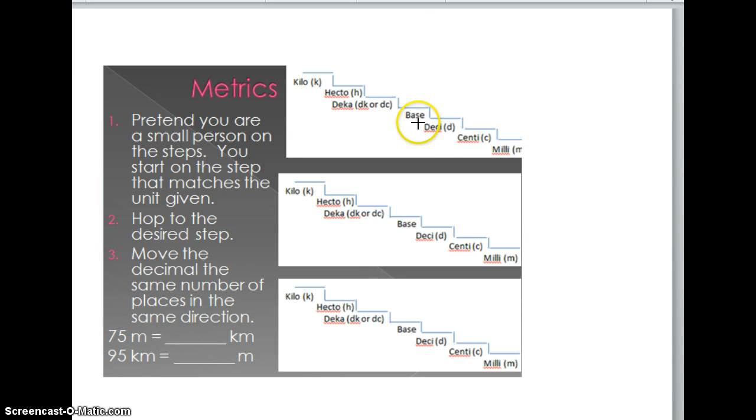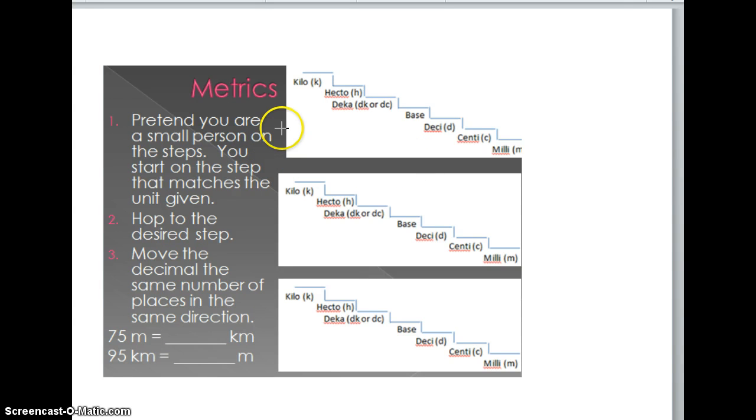All right, so base. Base is our meters, grams, or liters. You can have a kilometer, hectometer, decameter. Then we have the meter, decimeter, centimeter, millimeter. The smallest ones are on the bottom. The largest units are on the top. So again, you can do this by multiplying and dividing by factors of 10. And if you want me to explain that to you, I can. Most people find this method easier.